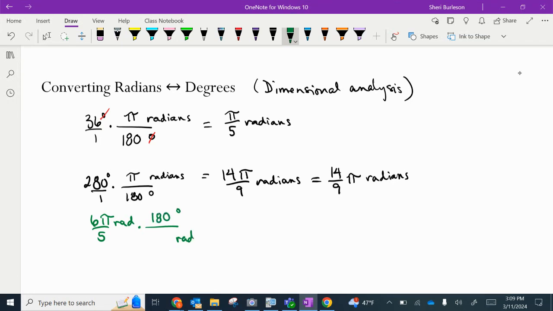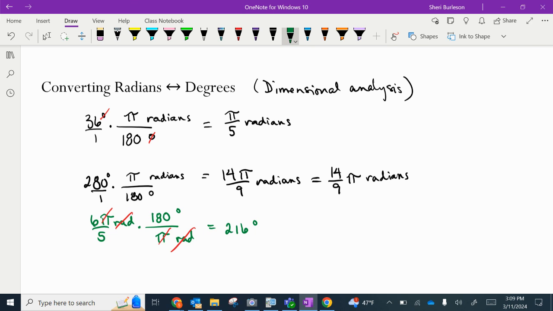Yeah. Degrees. Did we make that connection? We needed to divide out the unit of measure radians, and we needed to introduce degrees. So radians divides, and I'm left with degrees. Oh, and my pi divides out, so I now have 216 degrees. Does that make sense?